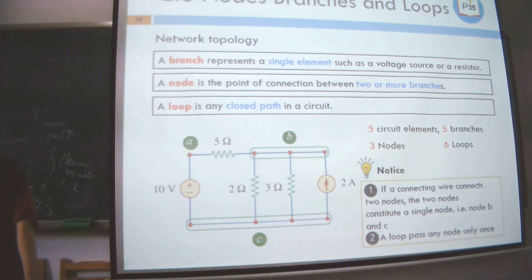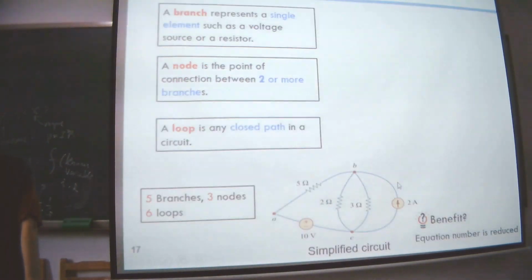We should notice that if a conducting line connects two nodes, the two nodes are actually a single node, like this. Here, two nodes connected by a wire are treated as one node, right? And the second point for a loop is that it passes any node only once. So can we do it like this? No, it can be passed only once. Okay, another definition of network topology. For me, this definition is better.